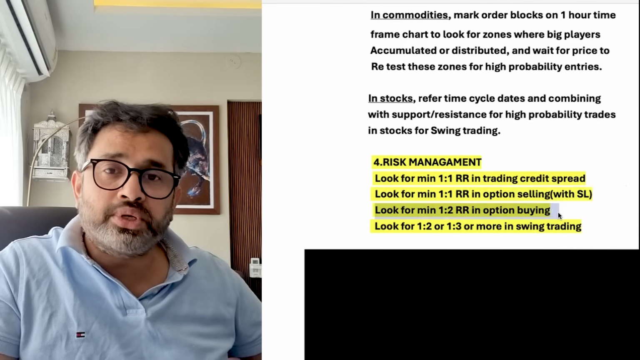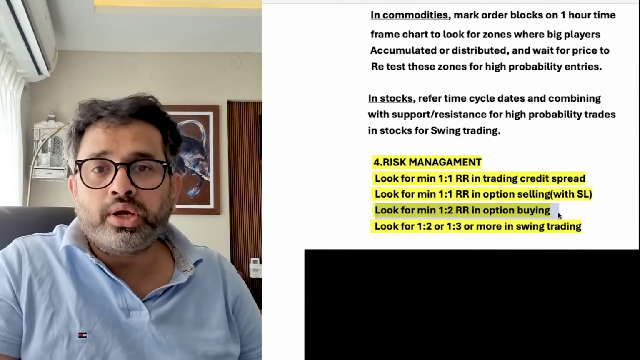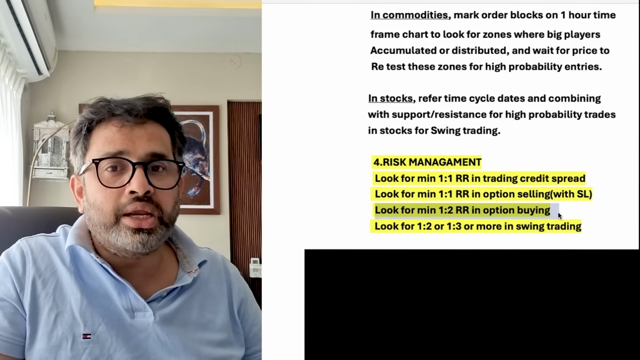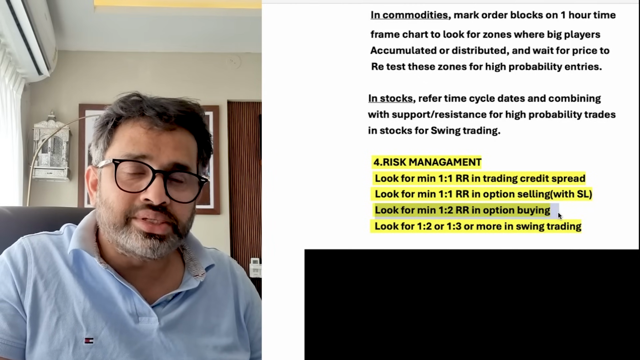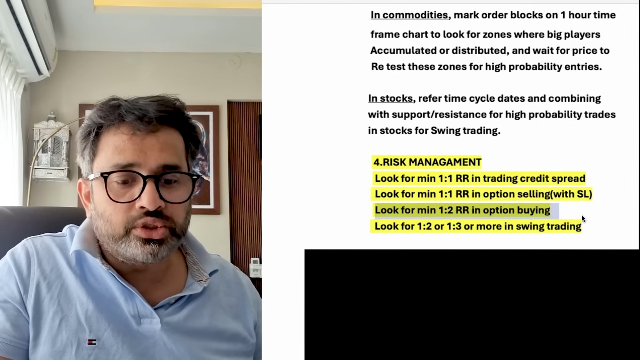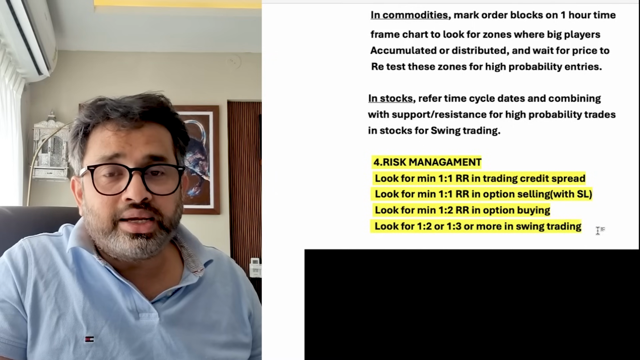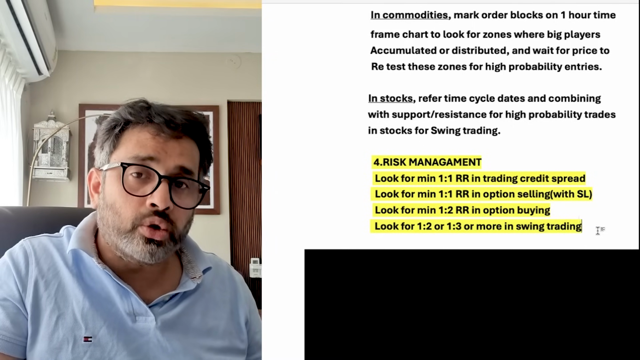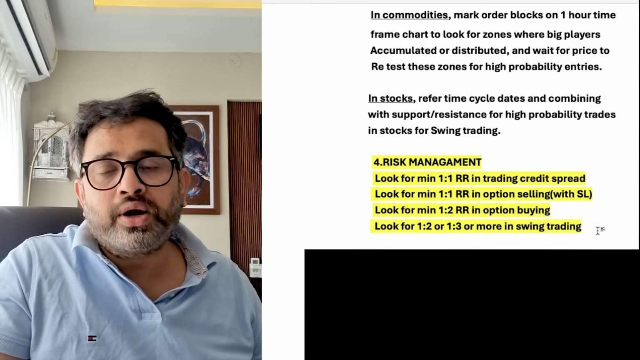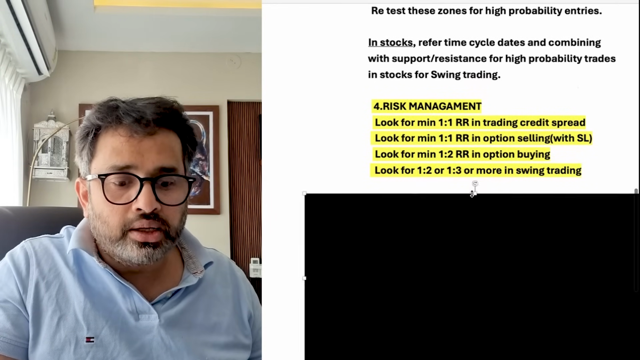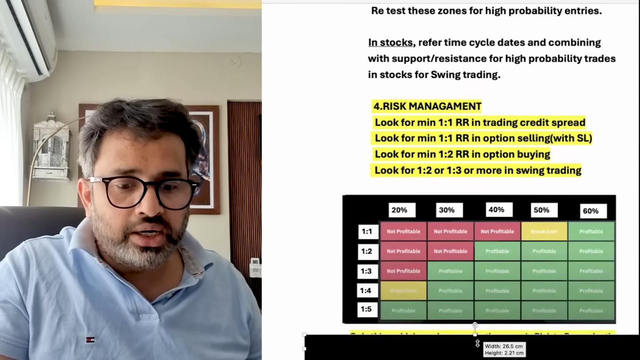When you are trading option buying, then I suggest that for intraday at least keep 1:2, because win rate in option buying is not as high as option selling. That is why at least keep 1:2 as risk reward in option buying. And if you are a swing trader, then at least 1:2 or 1:3 or even more you can keep risk reward, because in swing trading you hold your position for a long time, right? Why is risk management, risk reward, so important?